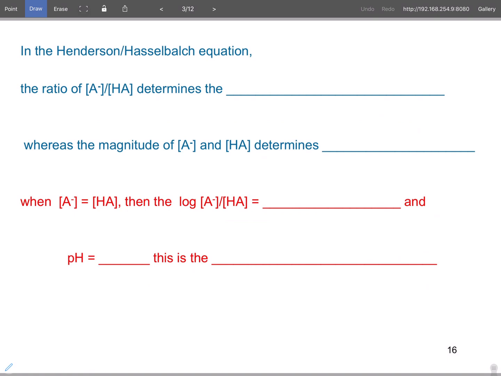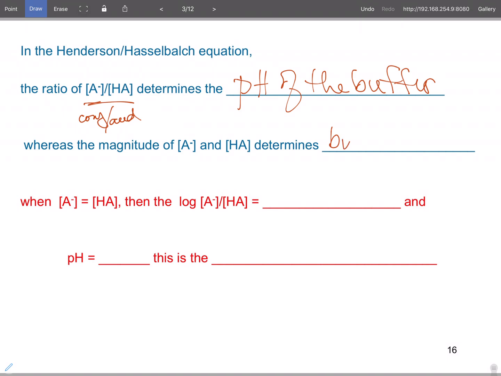and so anytime you have a buffer, you're going to use it. Okay, so the Henderson-Hasselbalch is very important because the ratio of the conjugate to the acid determines the pH of the buffer. So when the ratio varies, the pH is going to vary. So if the base form is higher, then the pH will be higher. When the acid form is higher, then the pH will be lower.